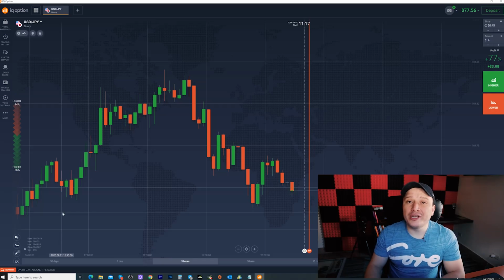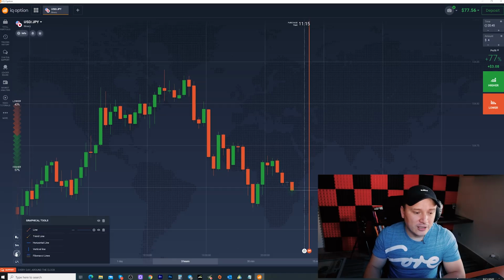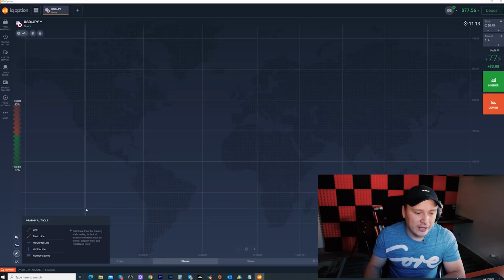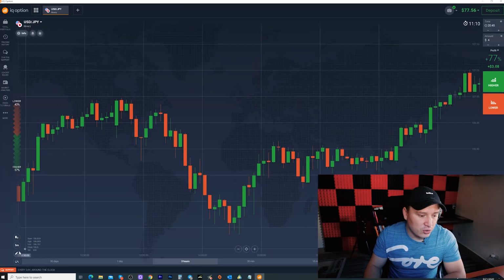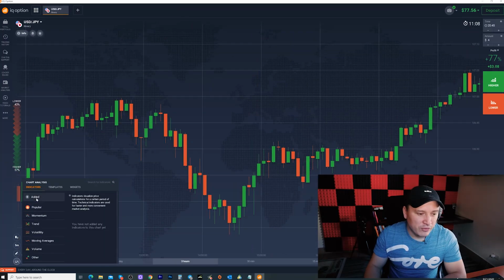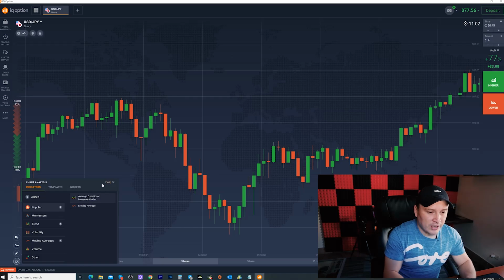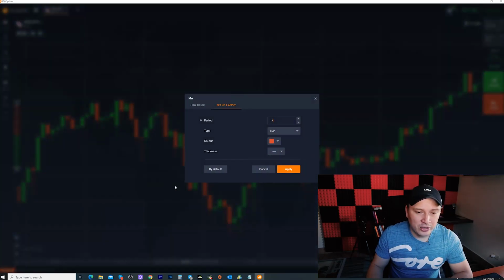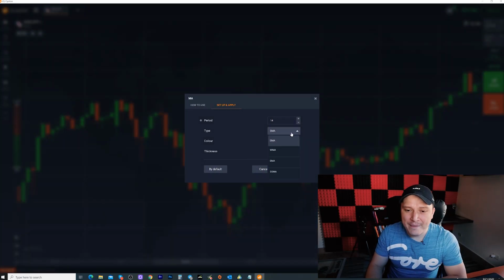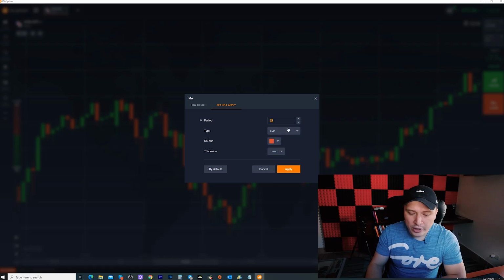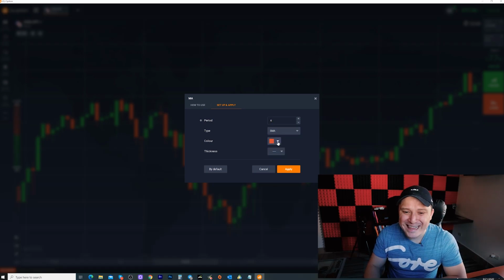Now, what we are going to do is add some indicators. And the first indicator that we're gonna use is a moving average. You can look it up in Popular, or you can just type moving average in the search box right here, and there's this one right here. You click on it and it's an SMA. And we're gonna choose a period of 6, and this one is gonna be in a blue color.